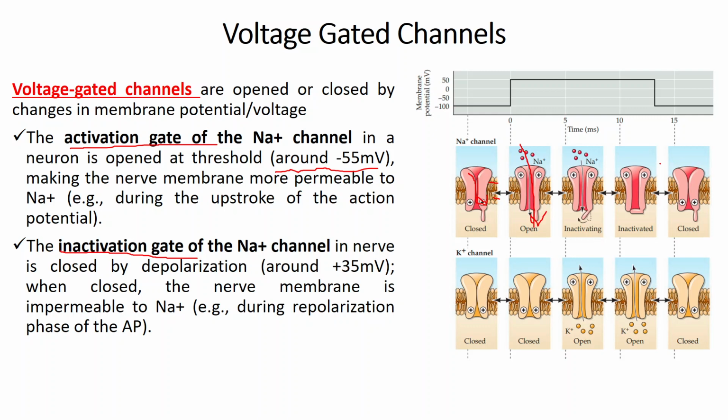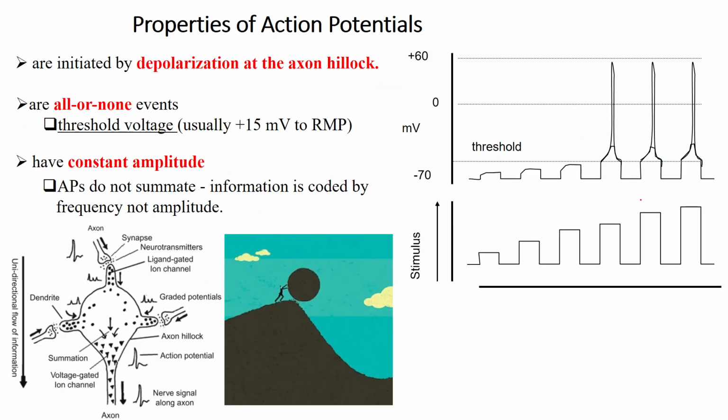And so when the membrane reaches positive 35 millivolt, the inactivation gate would be closed to prevent the entry of sodium. Is this all clear? All clear? Okay.